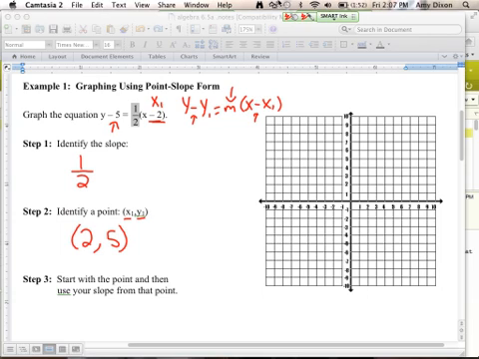So the point we're going to start with is 2, 5. We're going to, on our graph, put a point at 2, 5. All right, and then from 2, 5, we're going to use a slope of 1/2 to plot our line. So from this point here, we're going to go up 1 and right 2. Okay, up 1, right 2, up 1, right 2. We can also go down 1, left 2. All right, so from the point, we do the rise over the run of 1/2. That's how you graph using point-slope form. So you first have to identify the slope, the point, then plot it on your graph.